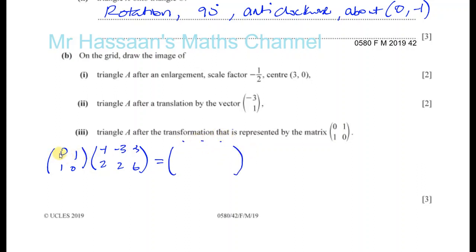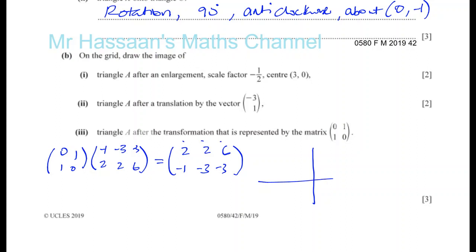So if you do that, you have 0 times minus 1 plus 1 times 2, that's 2. And 0 times minus 3 plus 1 times 2, again that's 2. 0 times minus 3 plus 1 times 6, that's 6. For the bottom row, 1 times minus 1 plus 0 times 2, that's minus 1. 1 times minus 3 plus 0 is minus 3. And 1 times minus 3 plus 0, again, is minus 3. So that's one way of doing it, and you plot those points and you get your image.